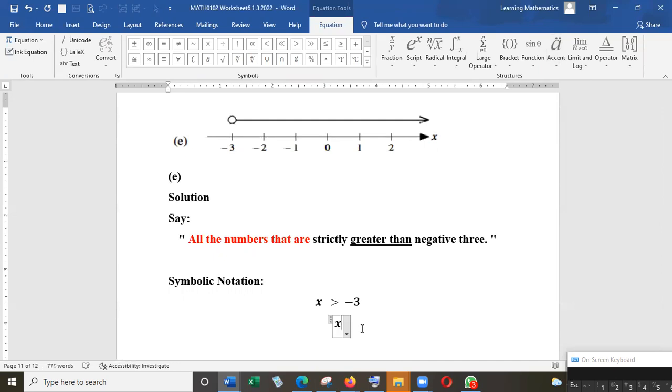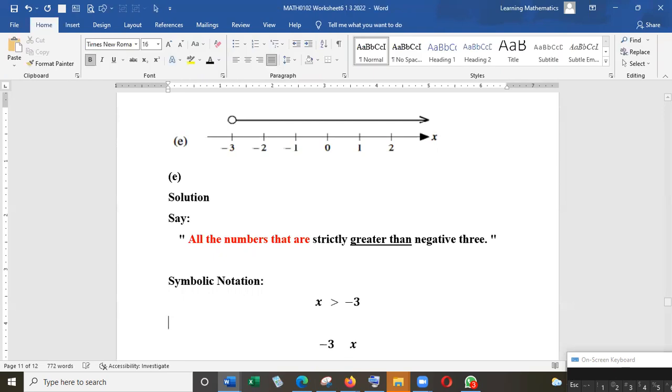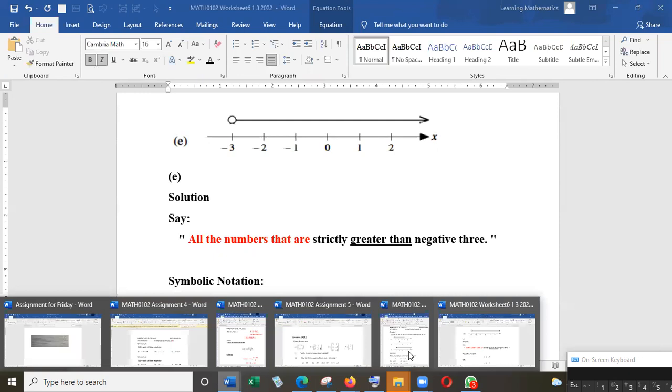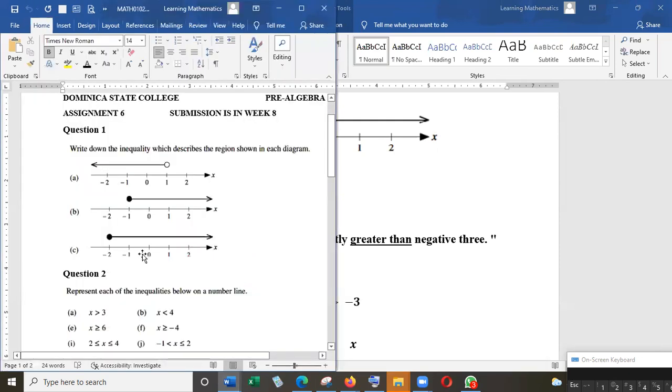X. Now I can choose to put the -3 here. Okay. So let's put that as or. So you can have this notation, or you can write it that way. And I would recommend that for the solutions for these 3, A, B, C, you write it 2 ways. Please write it 2 ways. Okay.